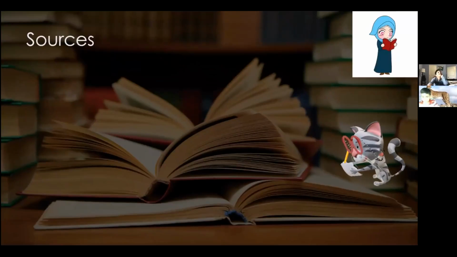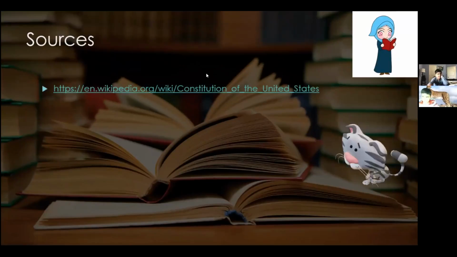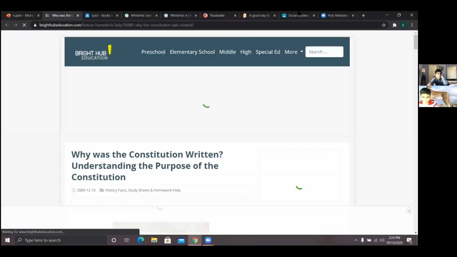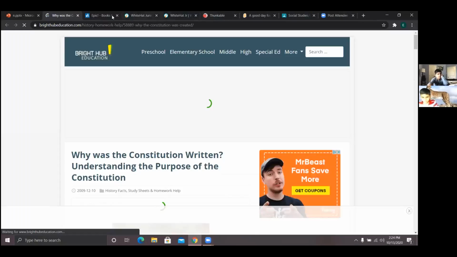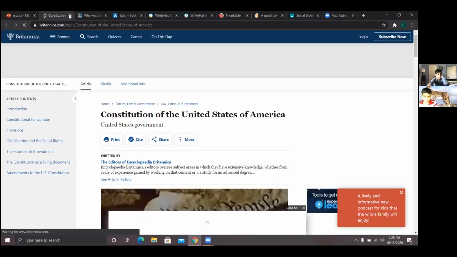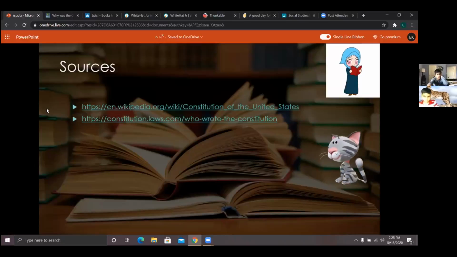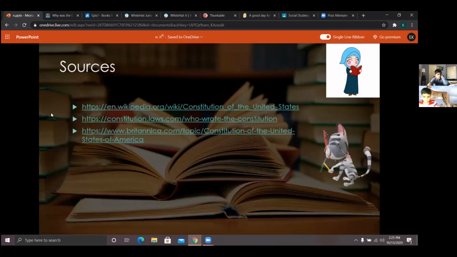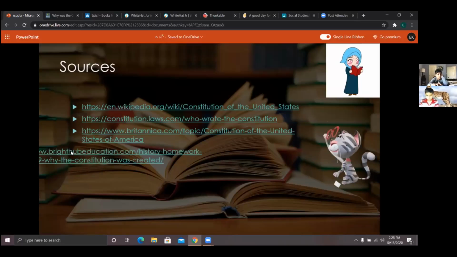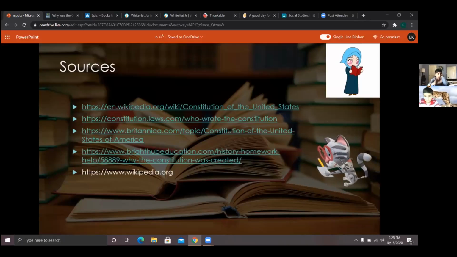Sources. Wikipedia. It's not working. Whenever I click, it isn't. Constitutionlaws.com, Britannica, Bright Education, and Wikipedia.